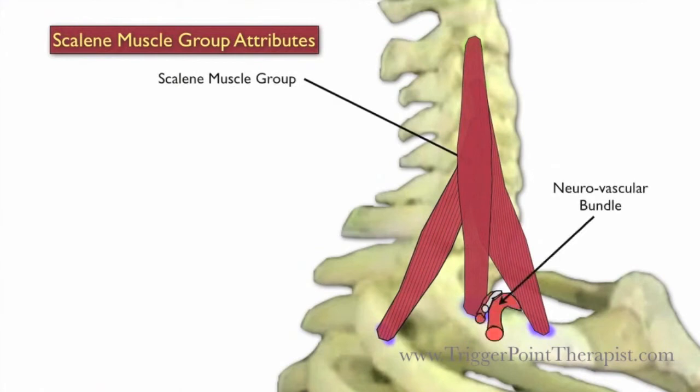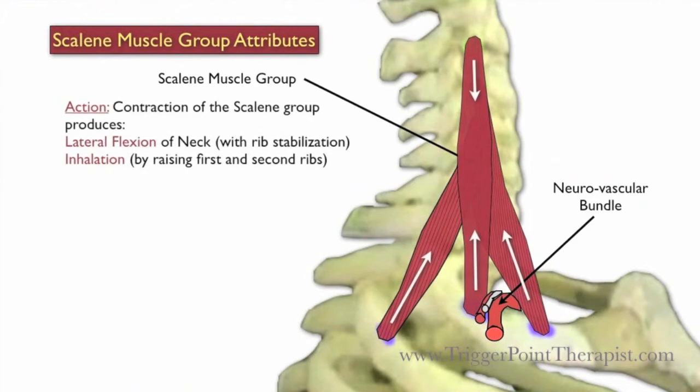Here's the muscle. And you'll notice the neurovascular bundle exiting between the anterior and middle branches of the scalene. Contraction of the scalene group produces lateral flexion of the neck when the rib is stabilized, and also inhalation by raising the first and second ribs.